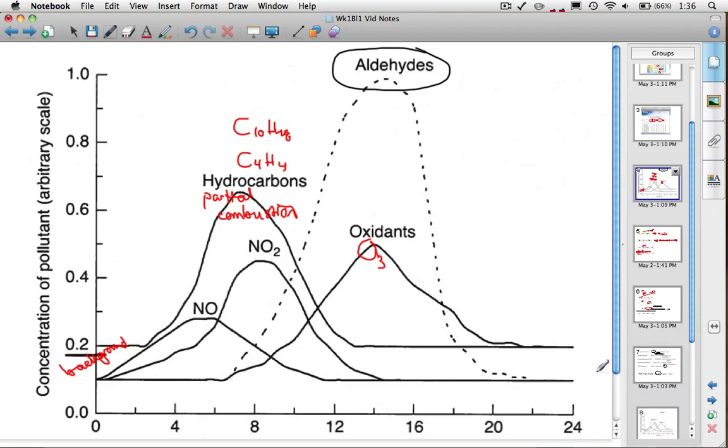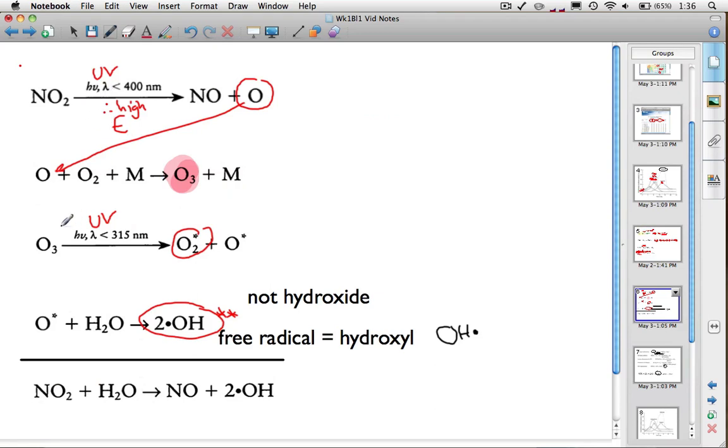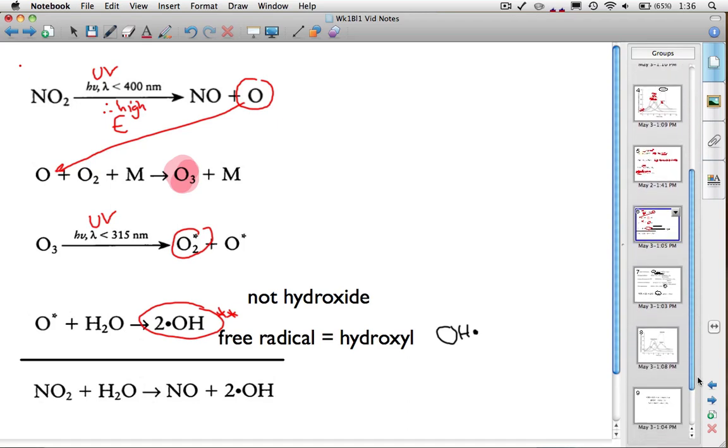So hopefully this makes more sense. We started with NO. It forms NO2. The NO2 then makes ozone, and the ozone reacts with the partially combusted hydrocarbons to make aldehydes and also to regenerate more nitrogen dioxide. This is essentially what happens in a smog event, on a smoggy day. You need UV light, which is why this only happens in sunlight. The UV is required at a couple steps to break down the NO2, to break down the ozone, and it needs to be fairly warm in order for these reactions to happen at a substantial rate.